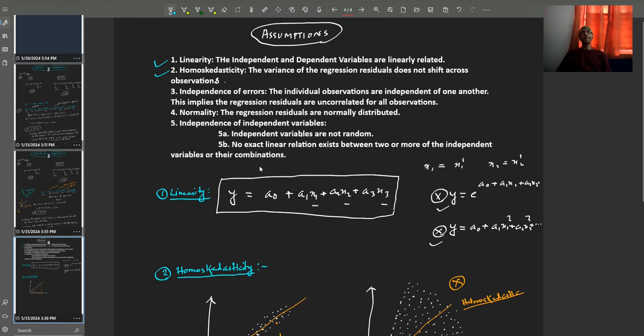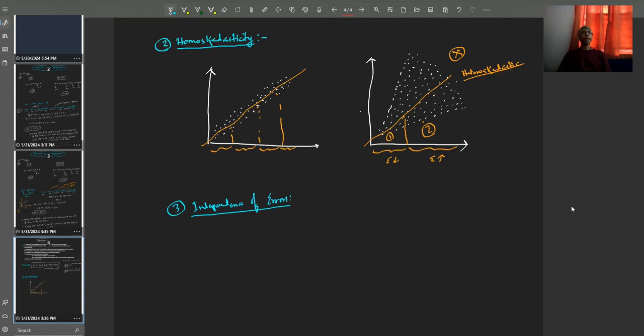Independence of errors. The individual observations are independent of one another. This implies the regression residuals are uncorrelated for all observations. So what do we mean by this? What do we mean by independence of errors, friends?